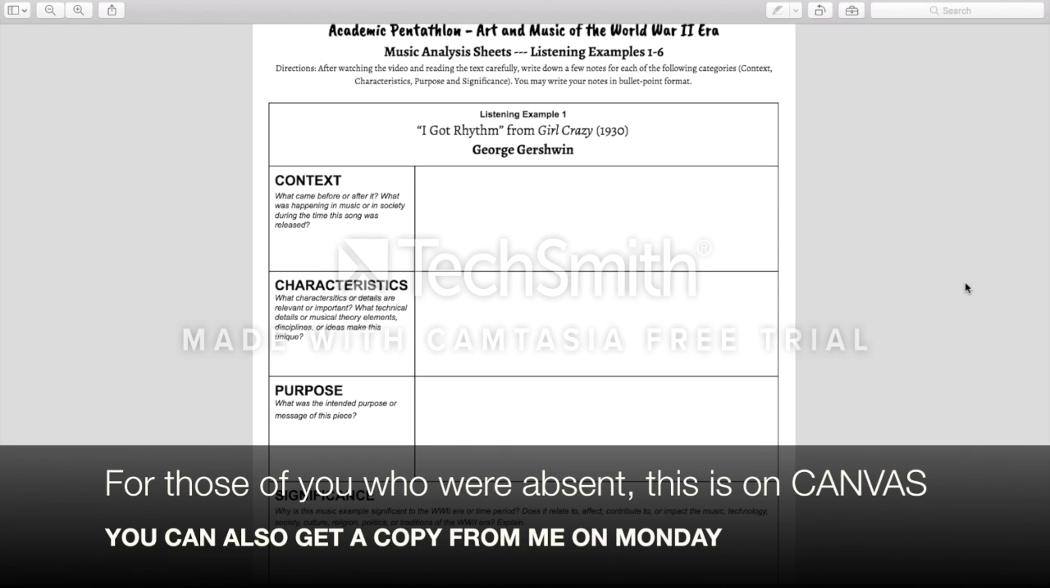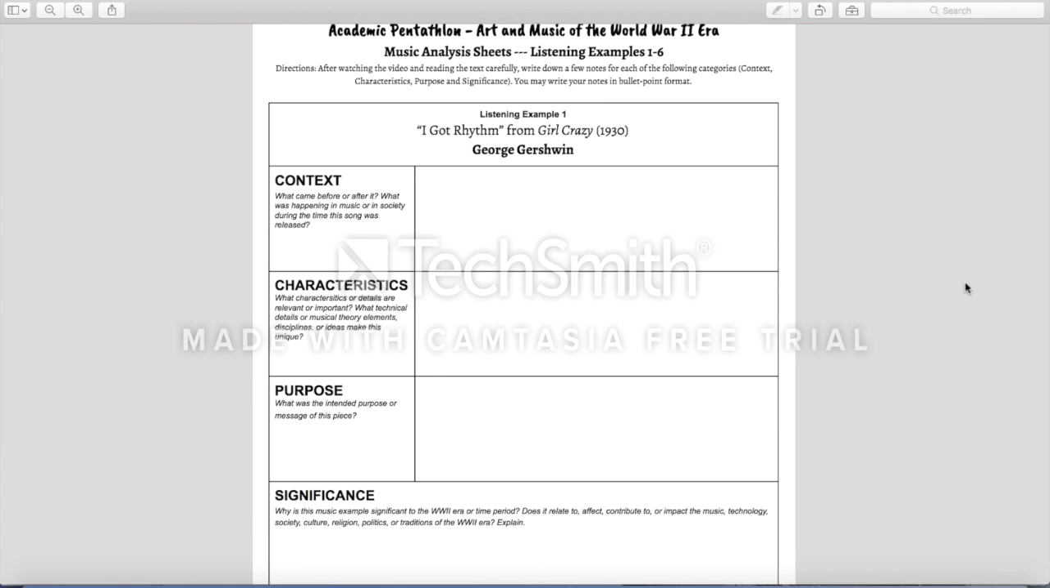And finally, the significance. Why is this music example significant to the World War II era or time period? Does it relate to, affect, contribute to, or impact the music, technology, society, culture, religion, politics, or traditions of the World War II era? Explain. Obviously, I ask a lot of questions here, and you're not going to be able to answer all of them. These are just guiding questions.